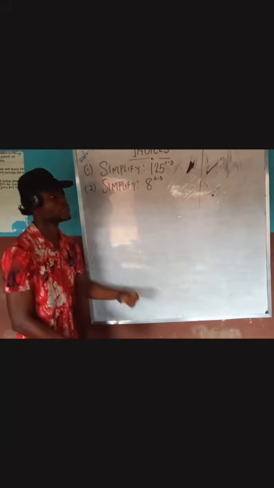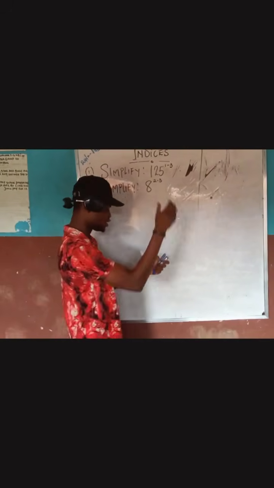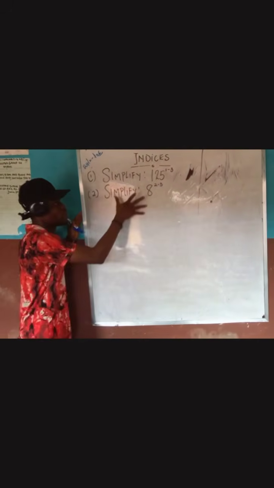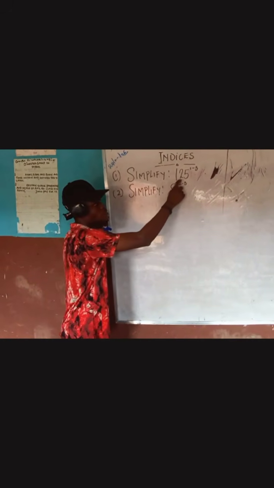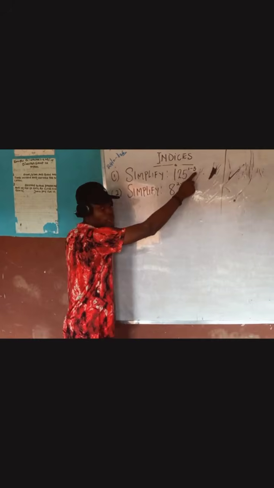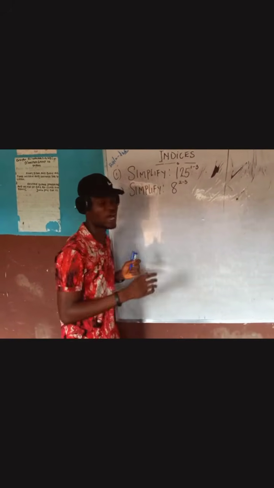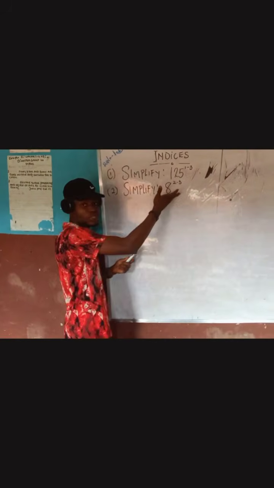Hi guys. Now let's consider this other topic, indices. Under indices, we have 7 laws of indices. Here are two practical questions: simplify 125 raised to power 1 over 3, and simplify 8 raised to power 2 over 3. I will only quote some of the laws, but the second law is talking about this.